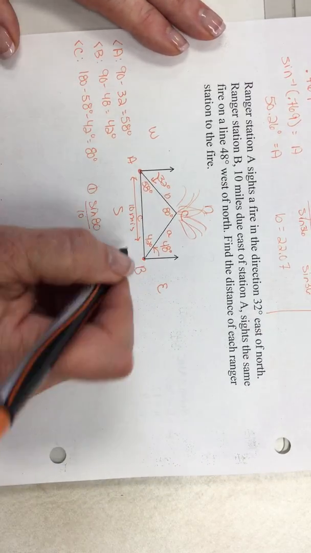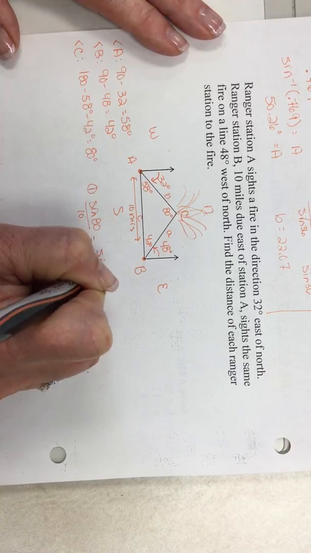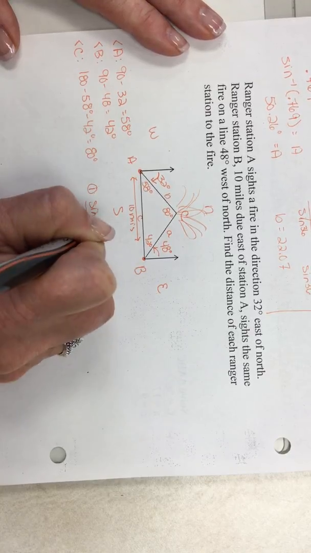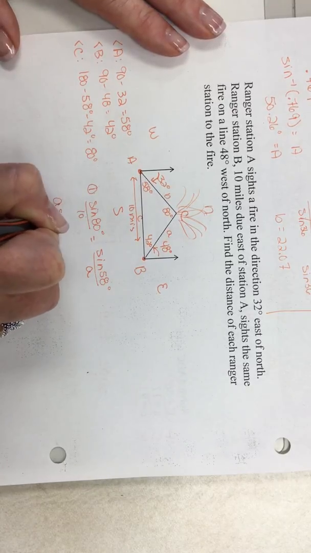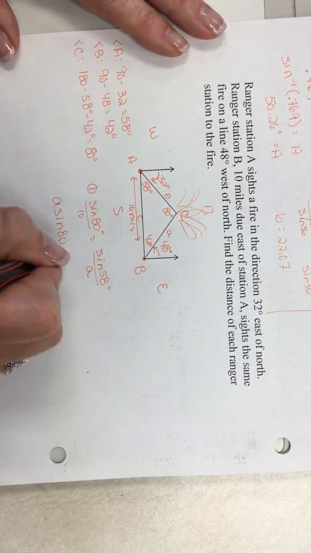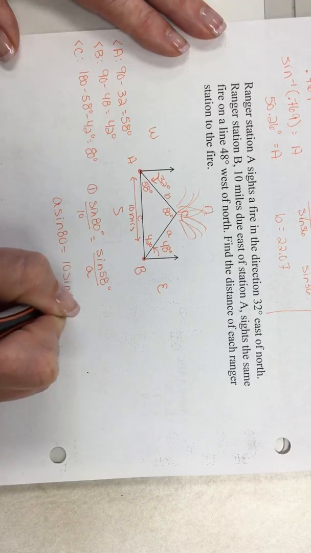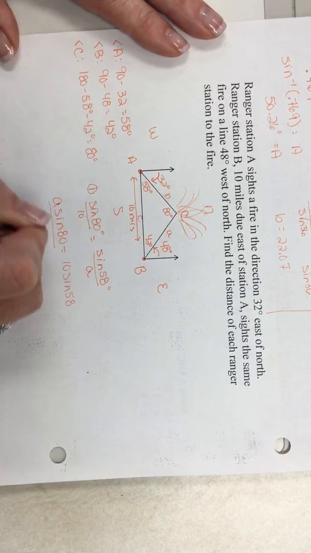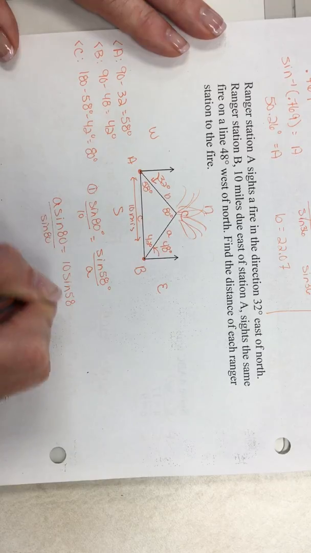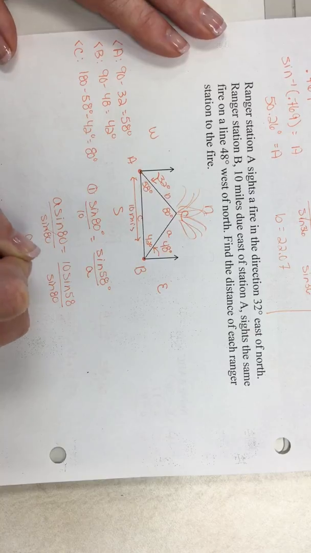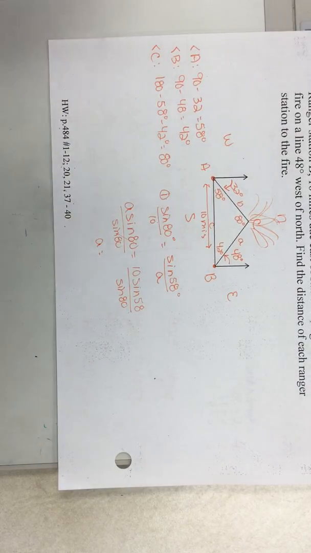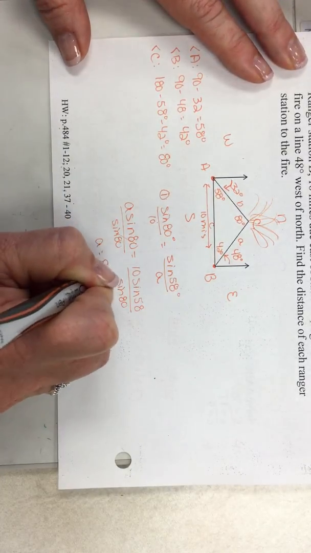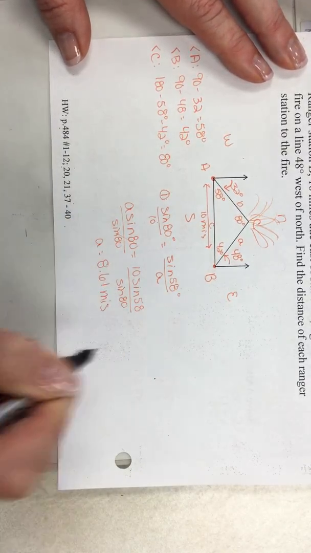A? So let's do sine of 58 over side A. Cross multiply, which leaves me with A times sine of 80 equals 10 times the sine of 58, divided by the sine of 80. A is 8.61 miles.